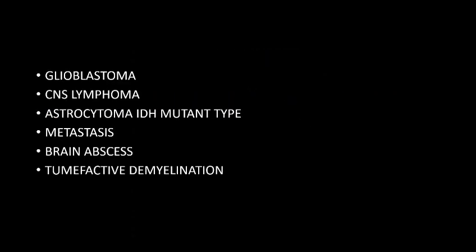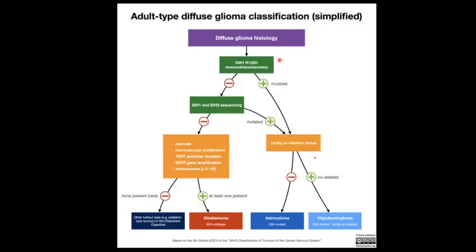Differential diagnosis to be considered for this case are glioblastoma, CNS lymphoma, astrocytoma IDH mutant type, metastasis, brain abscess and tumefactive demyelination. The final diagnosis of the case is glioblastoma. Let's discuss the classification of adult type diffuse gliomas. Adult type diffuse gliomas are classified based on IDH1 mutation by immunohistochemistry. If IDH1 mutation is present, then we will be checking for 1p19q codeletion status. If it is positive, then the diagnosis is oligodendroglioma. If it is negative, then the diagnosis is astrocytoma IDH mutant type.